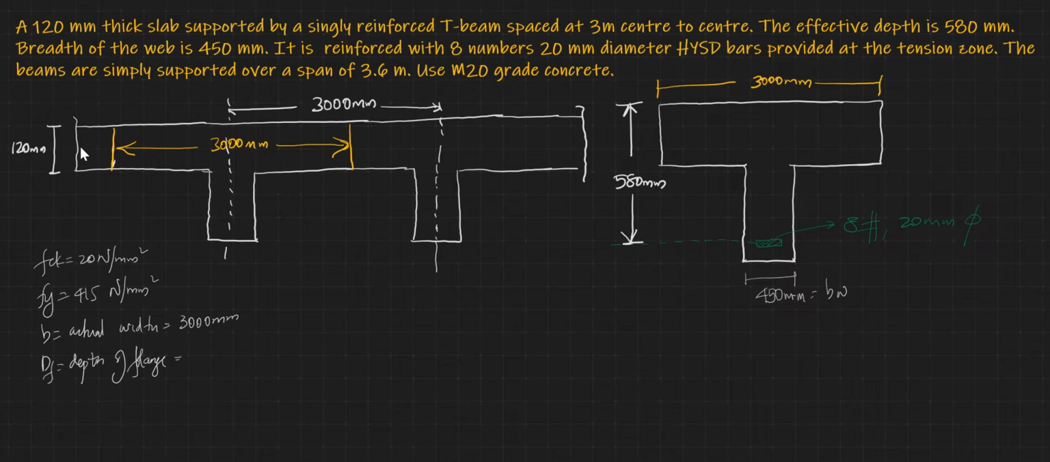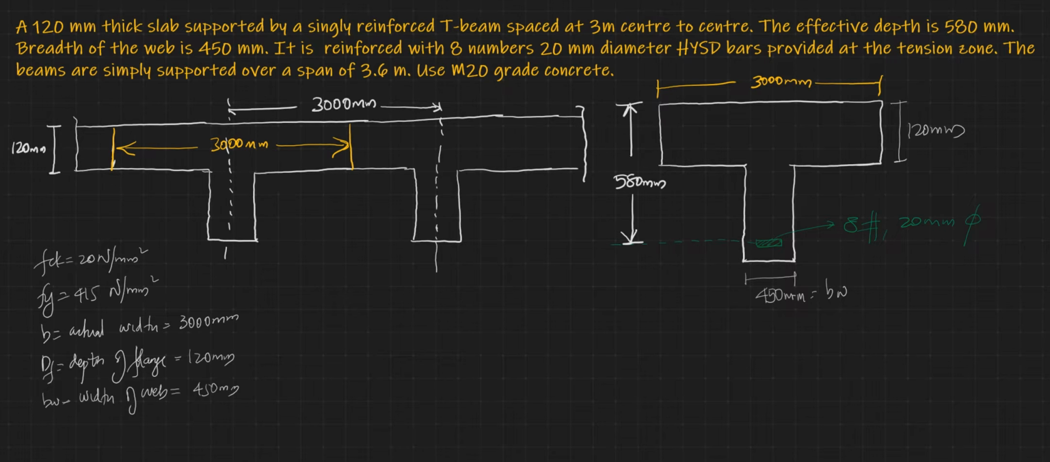here the depth of the flange is equivalent to depth of your slab. That is, I can take the depth of the flange, DF, is equal to 120 mm. And BW, that is width of the web, is equal to 450 mm. So now we need to determine the value for L0.